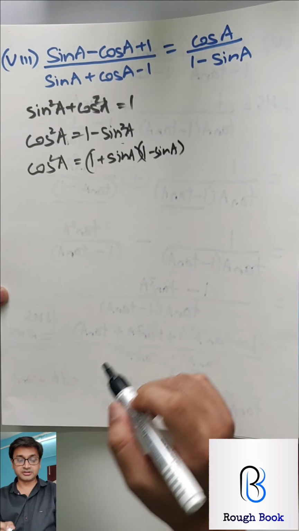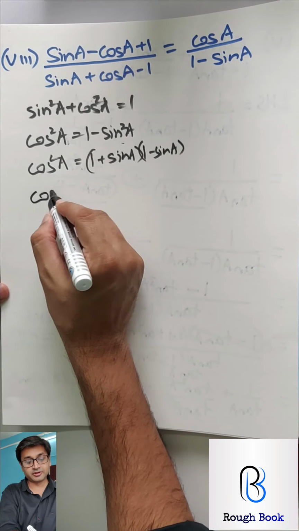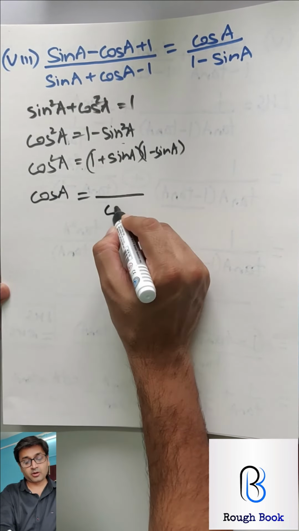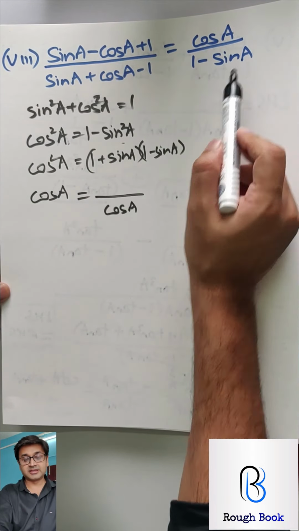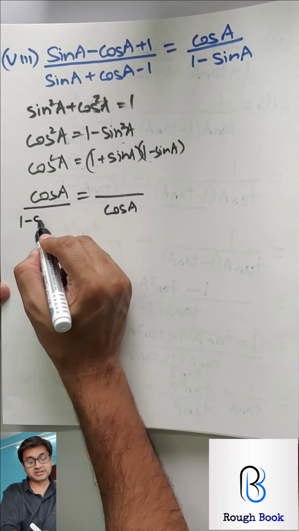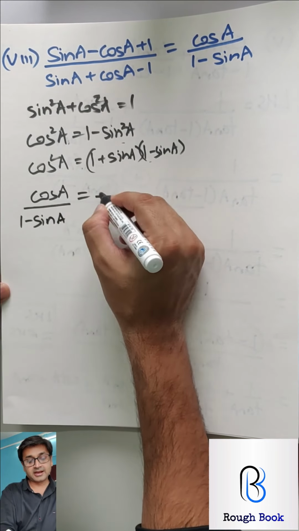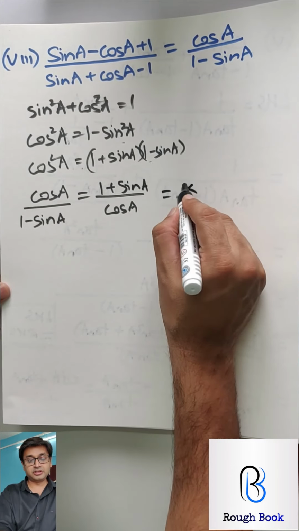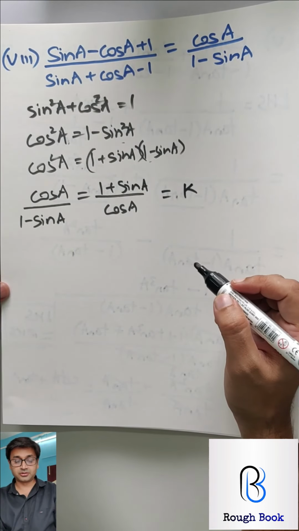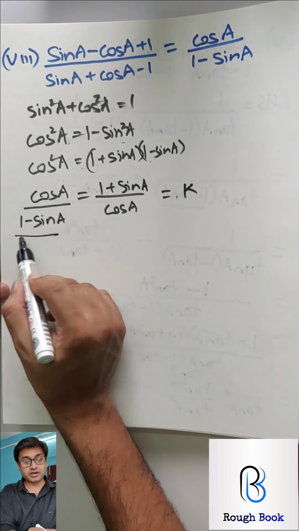Now the most important step, what you can do is keep cos A over here and send 1 cos A down. Now I need cos upon 1 minus sin. So send 1 minus sin on this side down here and keep this 1 plus sin A over here. Say that these both are equal to k, constant. So you got your RHS.